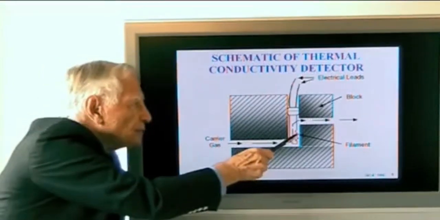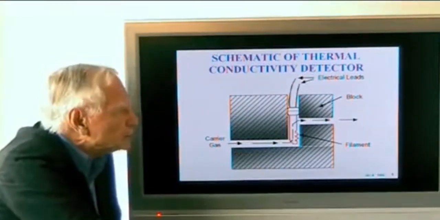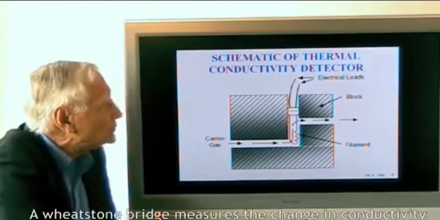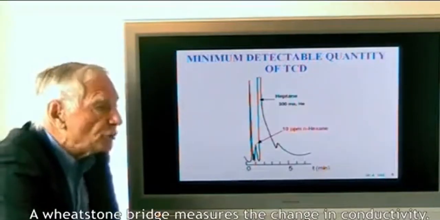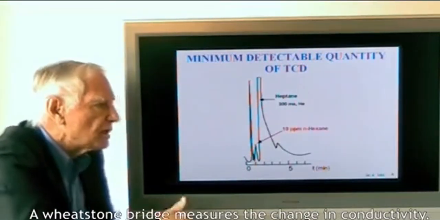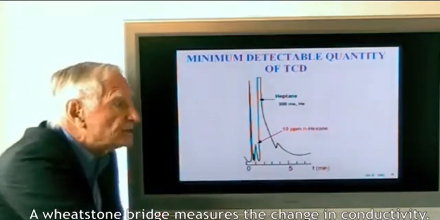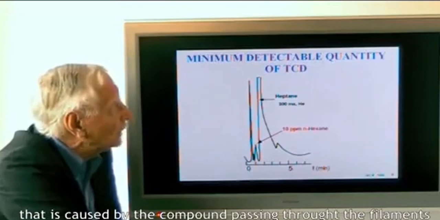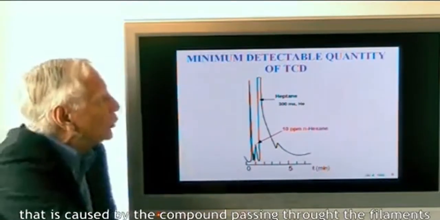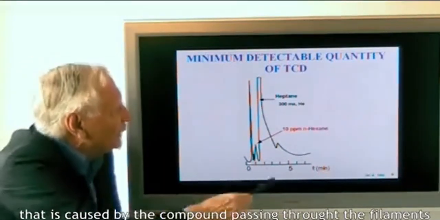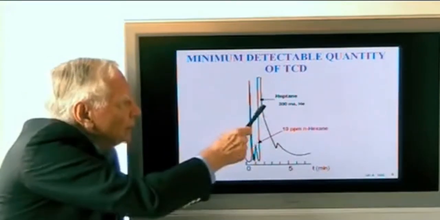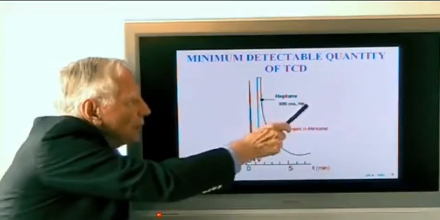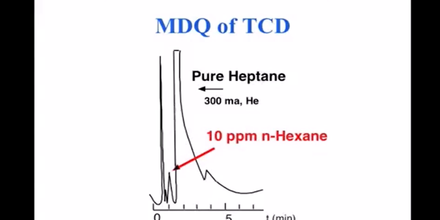It is impossible to measure the difference in temperature of the filament, so we use a Wheatstone bridge. And a Wheatstone bridge simply measures the change in the conductivity of a filament with respect to the temperature of that filament and the block. The minimum detectable quantity is limited somewhat. Here we see pure heptane, 300 milliamps, helium carrier gas, and this small peak here represents about 10 parts per million of normal hexane.